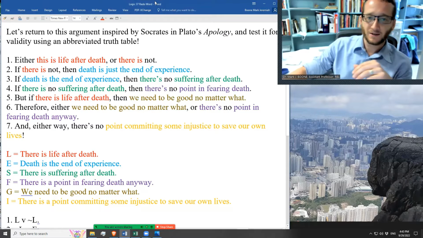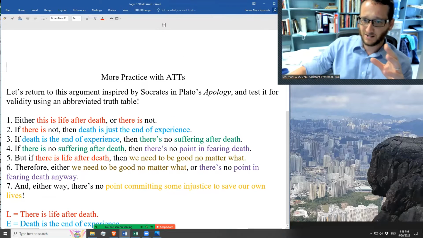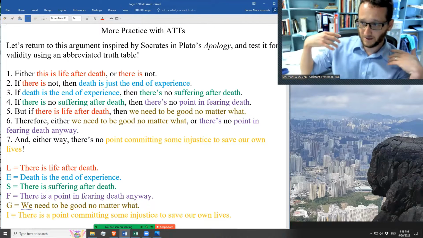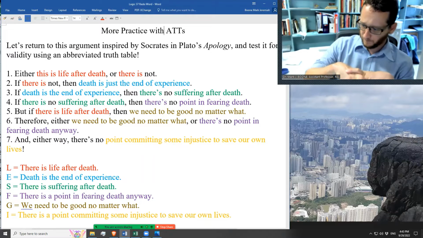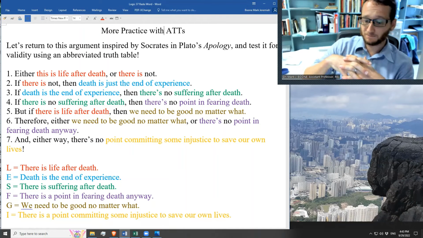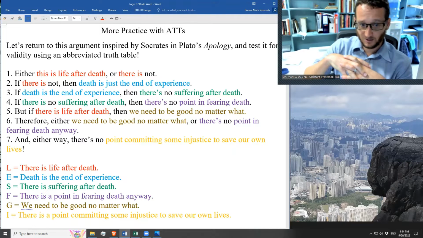Anyway, I'm redoing it. And in this video, all we wanted to do was some basic practice with abbreviated truth tables using that nifty argument from Socrates. So I believe we already went over this argument a few videos back. Let's look at it briefly and move to the abbreviated truth table.